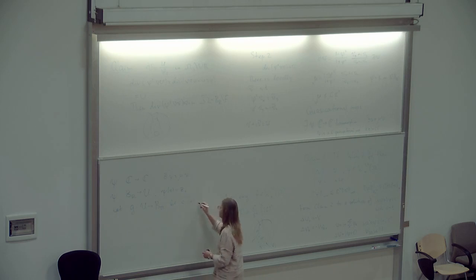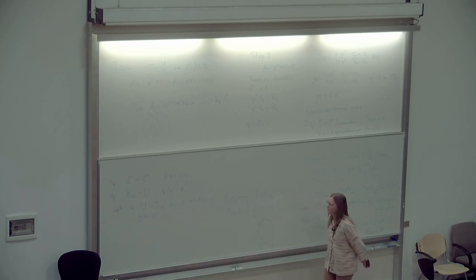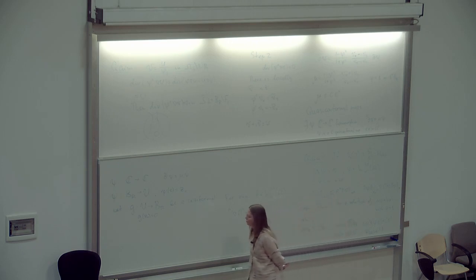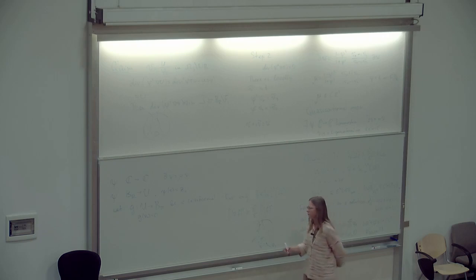Now take a conformal map that sends this point back to 0. Then the composition still satisfies the same equation. When you compose a solution of the Beltrami equation with a holomorphic function, you will have the same equation.